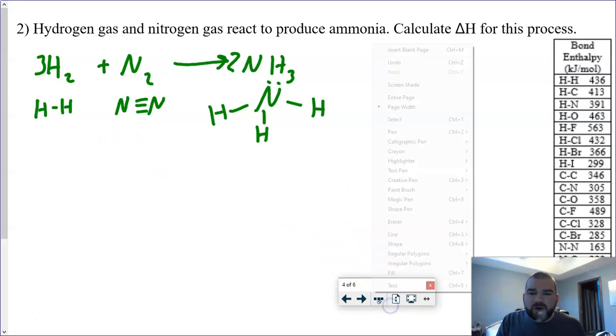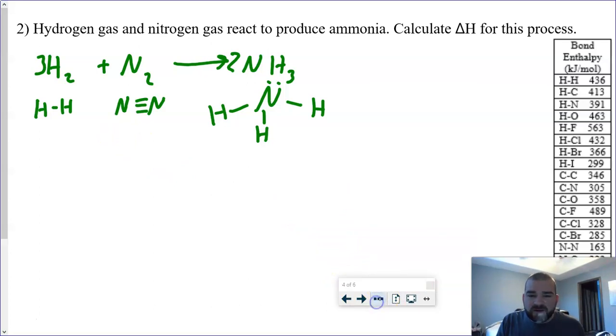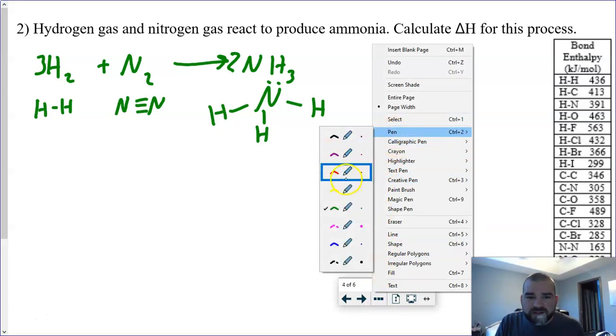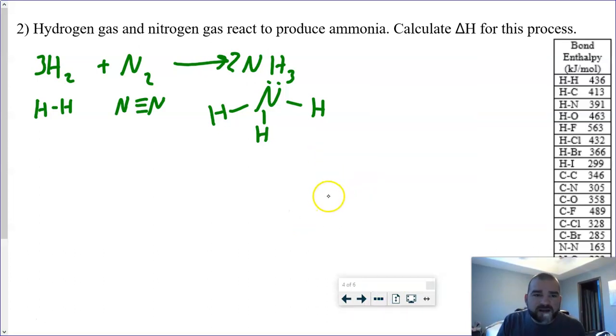Now, pause it. Okay, now you've got everything you need. Why don't you pause it now? I'm trying to make this work. There we go. Pause it, come on back, and let's do the reactants and the products for this reaction and see what we get for the overall enthalpy using the bond enthalpies.